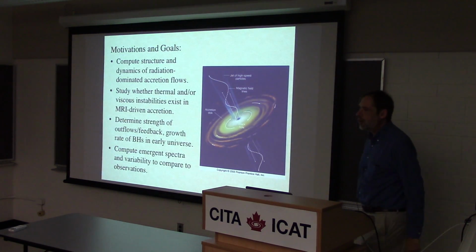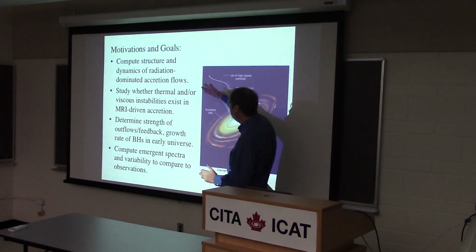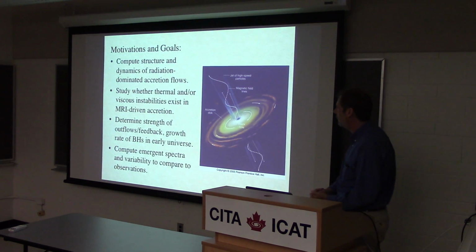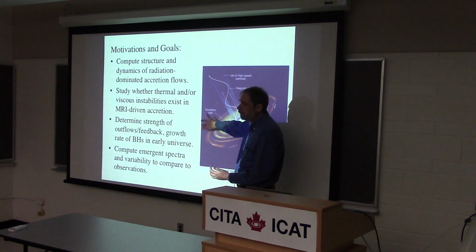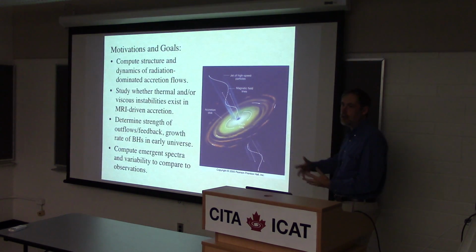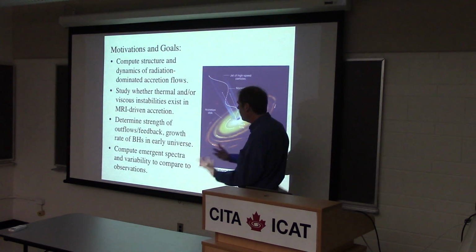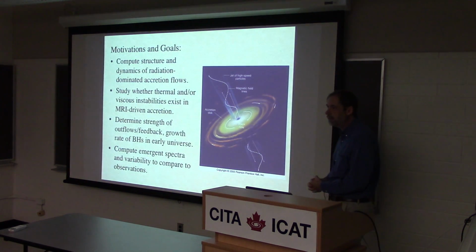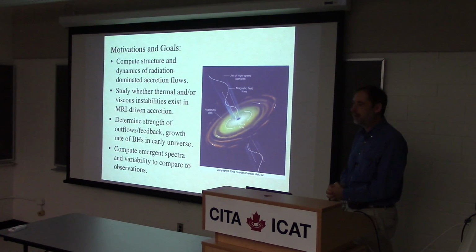So our overarching motivations are very, very broad. We want to be able to calculate the structure and dynamics of these radiation-dominated accretion flows. We want to study whether or not these thermal or viscous instabilities actually even exist in MRI-driven turbulence. We want to know about outflows and feedback. We know for sure there's going to be a strong radiation field coming out, but in principle there could also be a strong outflow driven by radiation forces. We'd like to know what fraction of the matter falls in and what fraction comes out in outflows. That's very important for understanding the growth of black holes over cosmic times. It's also very important for understanding AGN feedback in galaxy formation.